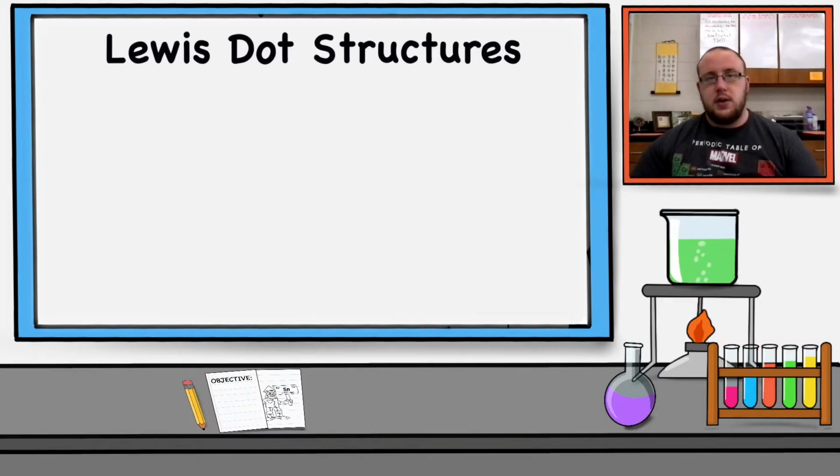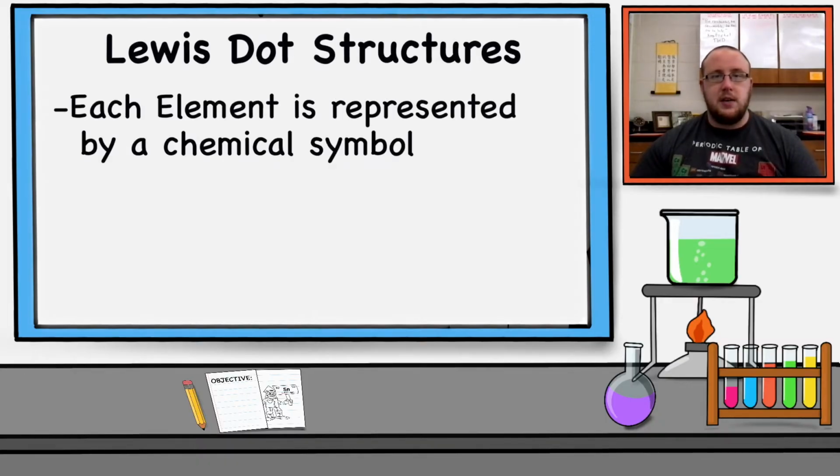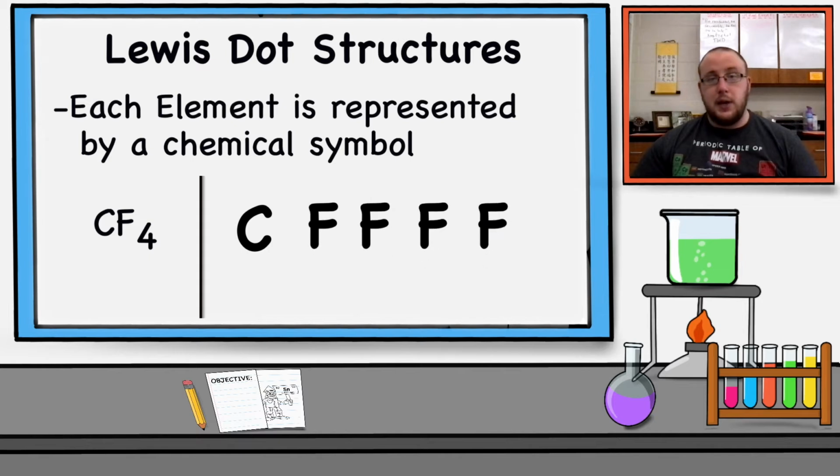In Lewis dot structures, each element is represented by a chemical symbol. So, for example, if I have carbon tetrafluoride, we know the chemical formula is CF4. That means we have one carbon atom and 4 fluorine atoms. This means that our Lewis dot structure is going to have 1 C and 4 Fs to account for each of the elements present within this compound.